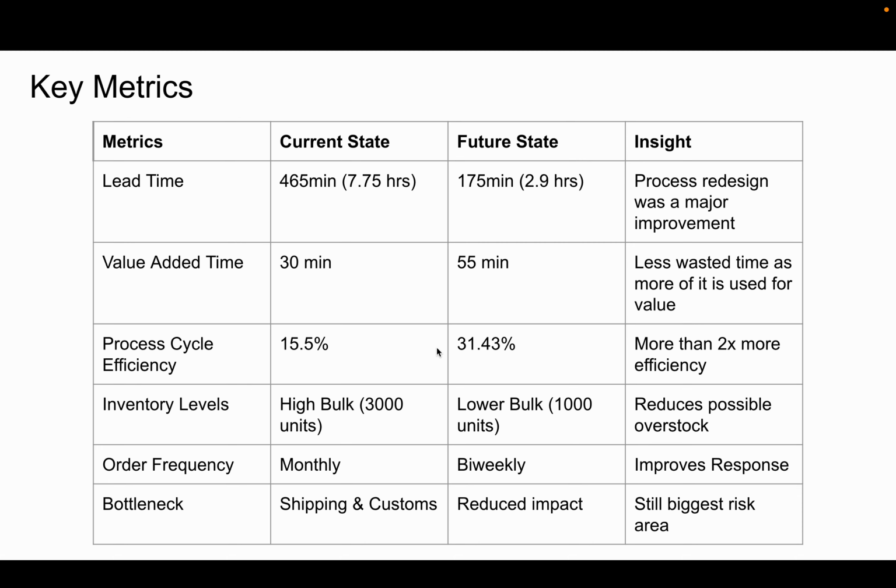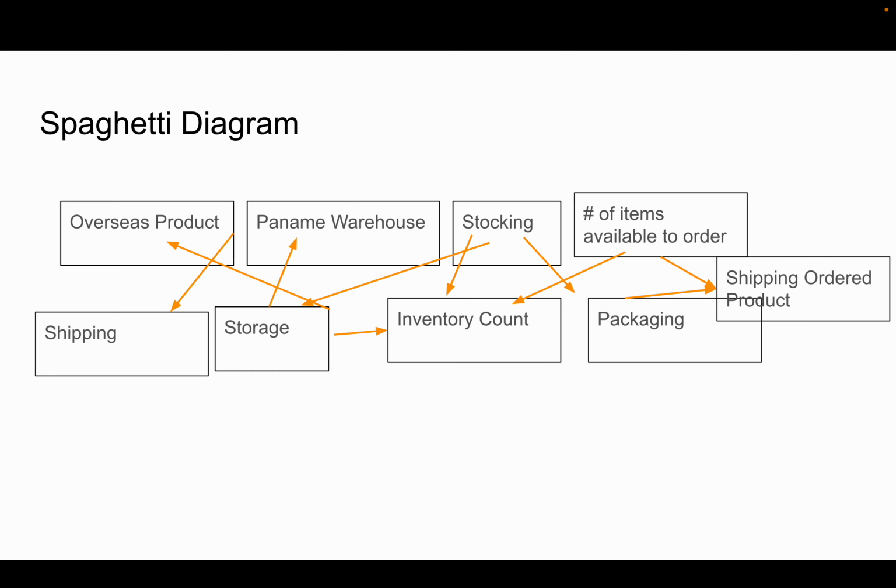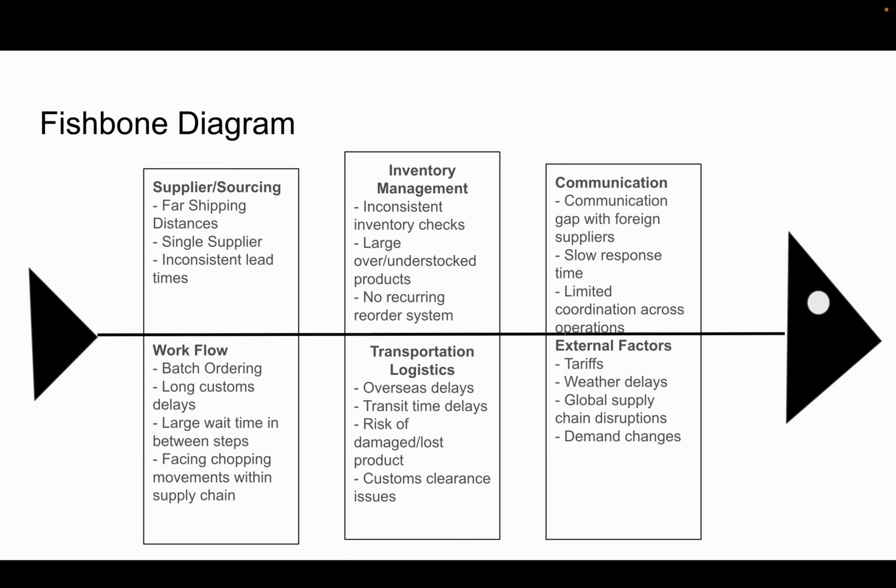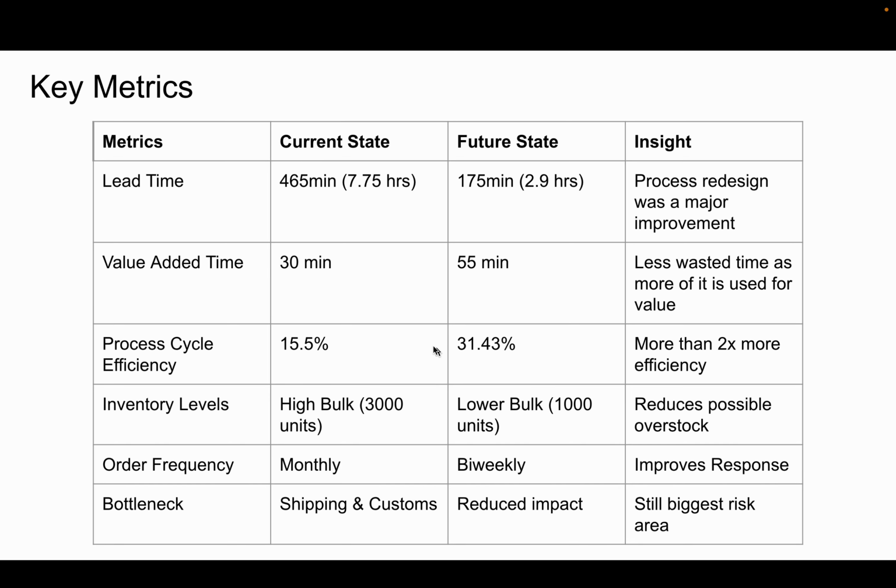My name is Lawson Stankiewicz, and this is part 5 of the Experiential Field Project. Today we're going to be going over some of my company's key metrics, the spaghetti diagram, the fishbone diagram, as well as the pick chart.